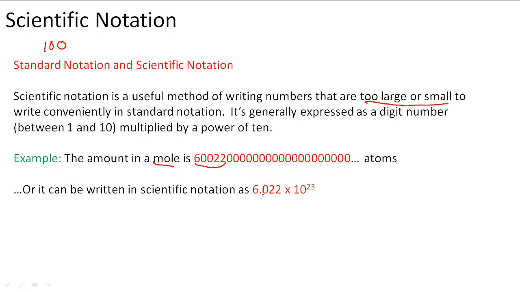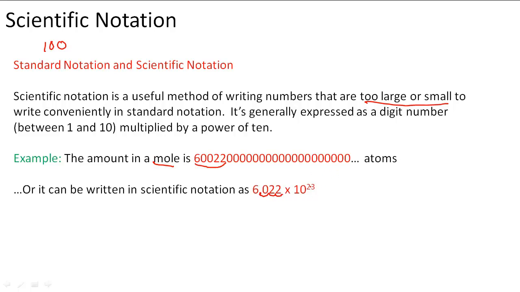So what that means is that I would multiply this number by 10 to the 23rd power, and that's going to move the decimal place 23 places to the right because it's positive. This exponent is positive. So because the exponent is positive, the decimal point that we put here is going to move 23 spaces and recreate this number.